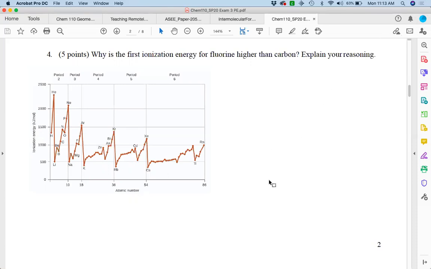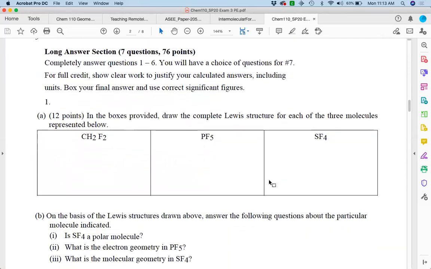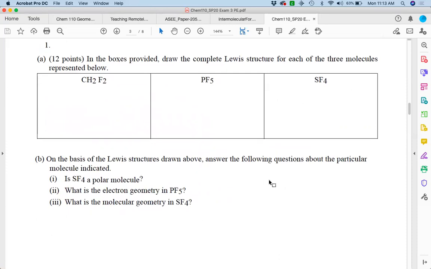And then long answer problems are going to look like this. You're going to have Lewis structures, and then you're going to make determinations of the polarity, electron geometry, or molecular geometry.